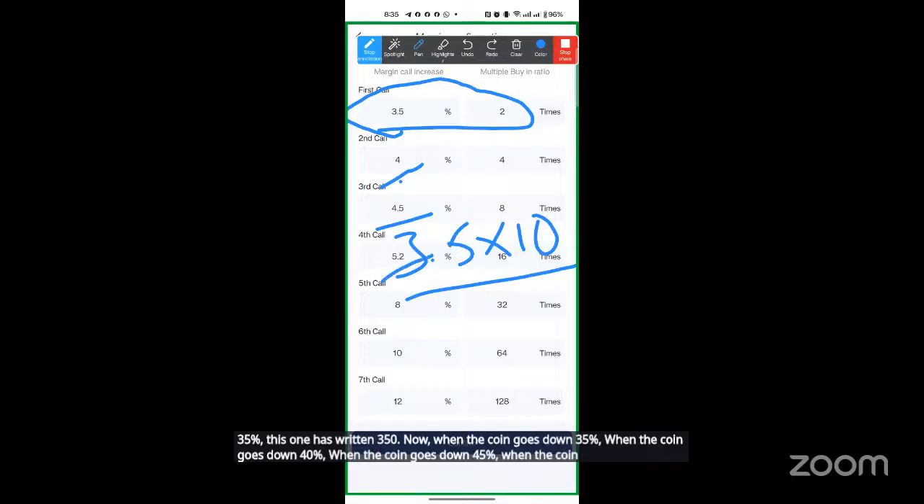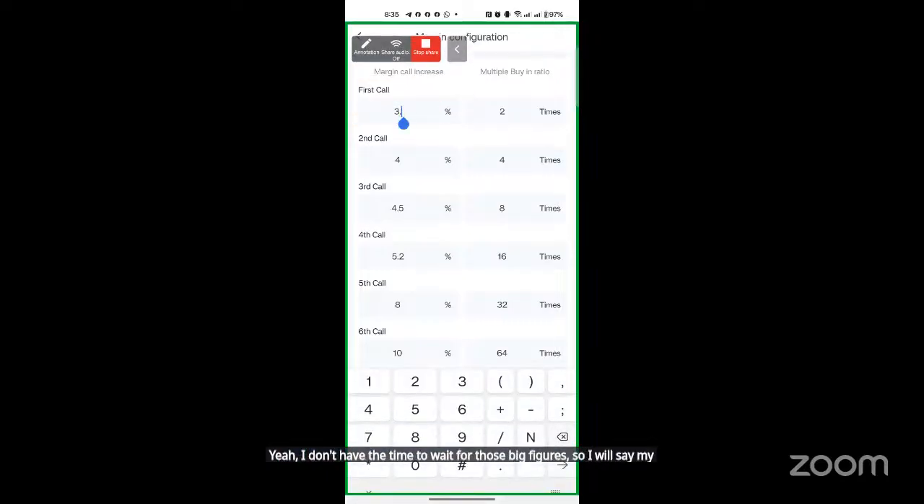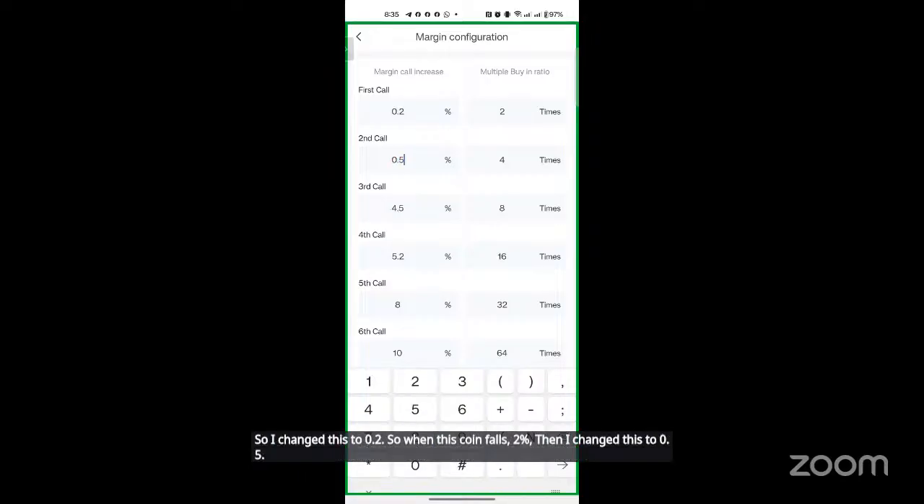question, I don't have the time to keep waiting for those big figures. How many are understanding? So I change this to 0.2, so when this coin falls 2%. Then I change this to 0.5, when this coin falls 5%. And then I say, okay, when this coin falls another 5%.